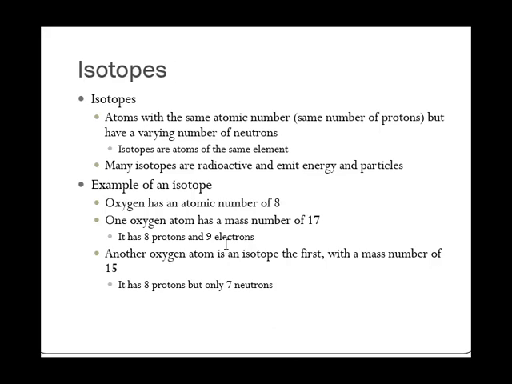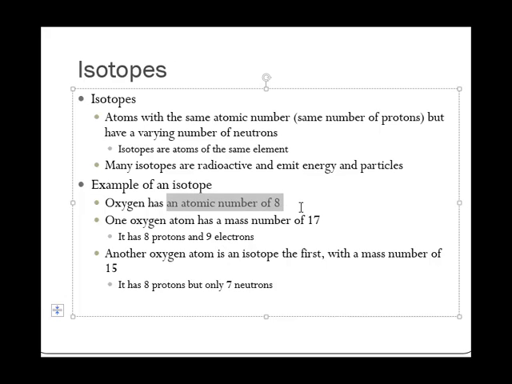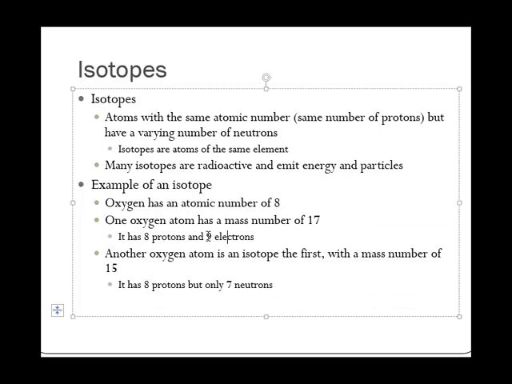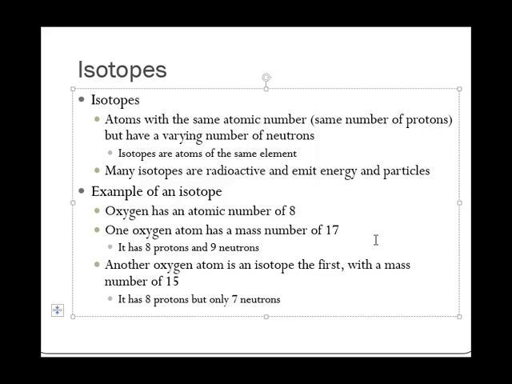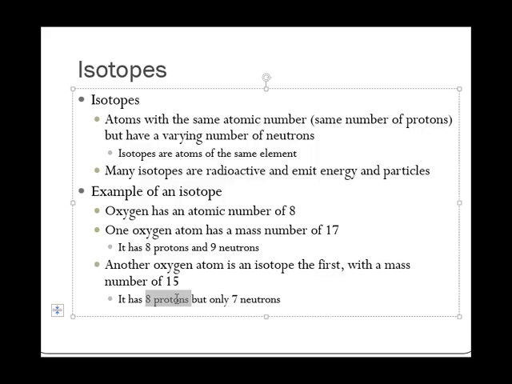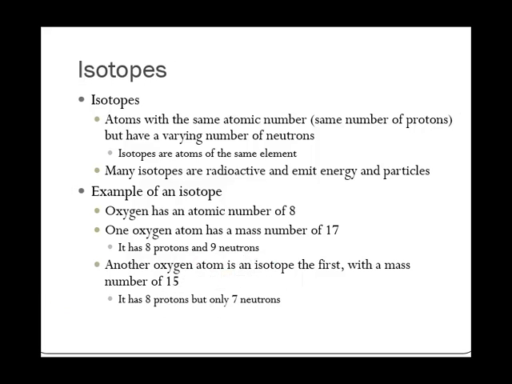An example of an isotope would be oxygen, which always has an atomic number of 8, which means it always has 8 protons. One oxygen might have a mass number of 17. Since it always has 8 protons, that would mean 9 neutrons, not electrons. I'm sorry, this is a mistake. Okay, so it means it would have 9 neutrons. Another oxygen atom has a mass of 15. That means it also has 8 protons, because it's oxygen, by definition, it has to have 8 protons, but it only has 7 neutrons. How many electrons do they have, by the way? Well, the answer is, generally speaking, things will be neutrally charged, so we'll generally have 8 electrons.